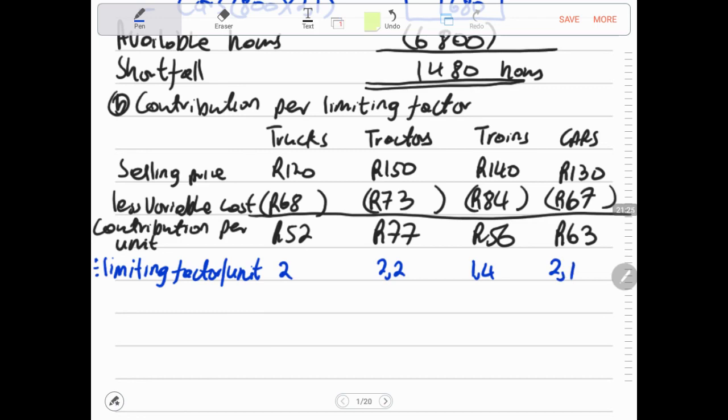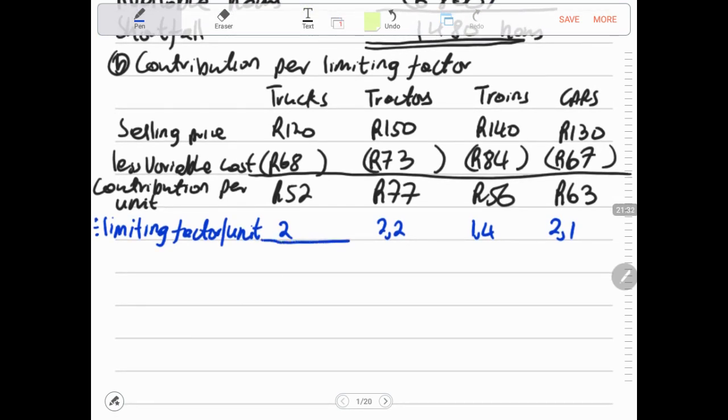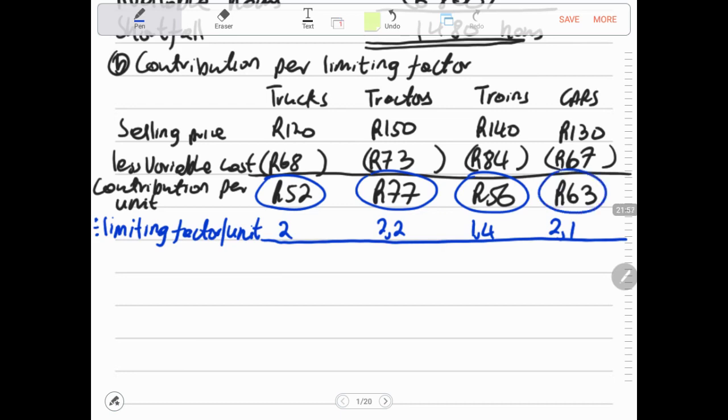1.4 and 2.1. So now I divide by the limiting factor per unit so that I get the contribution per limiting factor, which is contribution per machine hour, so that I can rank my products according to the limiting factor, or the product that makes the higher profit per limiting factor, which is per machine hour. Let me first look at the contribution per unit. If you look at the contribution per unit, we have 52, 77, 56, and 63.